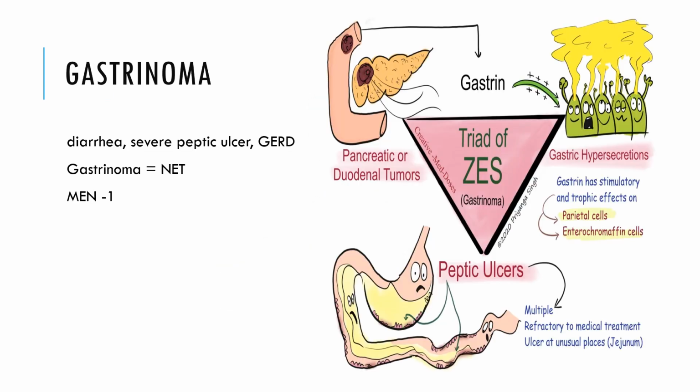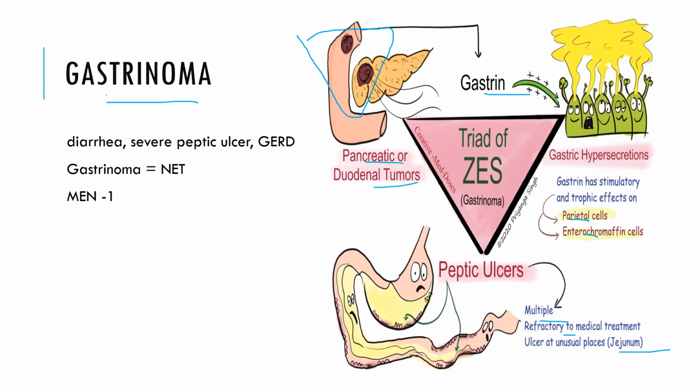Now another cancer is gastrinoma, a neuroendocrine tumor. It is usually found in the gastrinoma triangle, which is usually the head of pancreas or this part of the duodenum, the second part of the duodenum. So there is raised gastrin secretion. The gastrin has stimulatory and trophic effects on parietal cells and enterochromaffin cells. And there can be multiple refractory ulcers, usually at unusual places like the jejunum, and pancreatic or duodenal tumors.